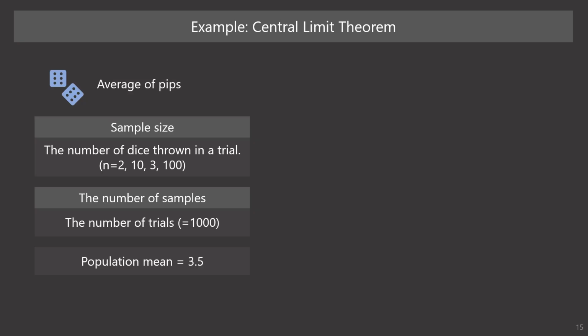Let's understand the central limit theorem by using an example of rolling 6-sided dice. The population mean of pips is 3.5. Here, we roll multiple dice and calculate the average. The average is the sample mean. The number of dice we roll in one trial is the sample size. And we implement this trial multiple times. The number of times we implement this trial is the number of samples.